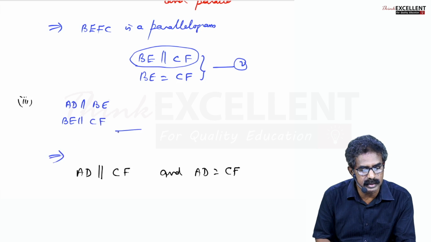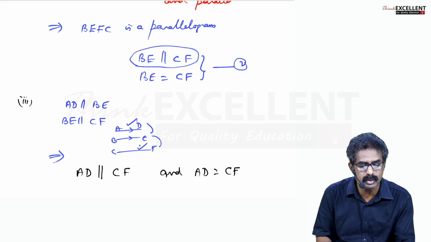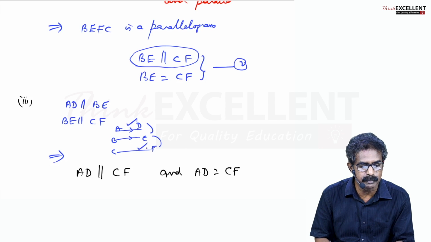Why? See, this is AD. AD is parallel to BE, so these two are parallel. And that BE is parallel to CF. Everything is parallel only, no? These two are parallel, these two are parallel. So see the diagram, this and this also what? Parallel only, right? AD is parallel to CF.